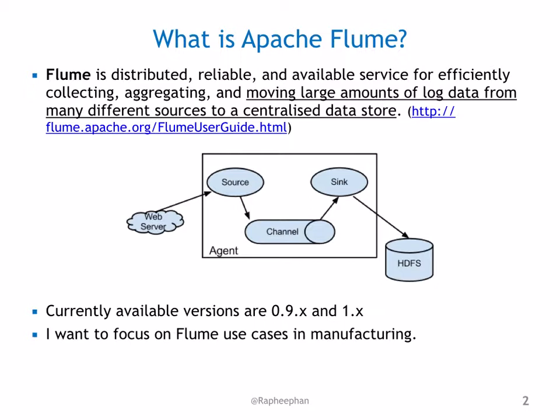The simple architecture of Flume is shown in the figure here. There are three main components: source, channel, and sink. All components are wired together in chains to form a data flow. The source collects data from external sources, such as a web server. The data will be stored in the channel until it's consumed by the sink. Then the sink sends data to a centralized persistent store such as HDFS. Currently, there are two versions of Flume available, and I use version 1.4 on CDH4.